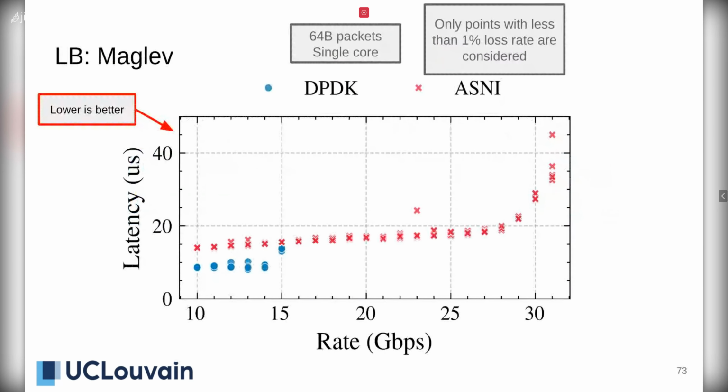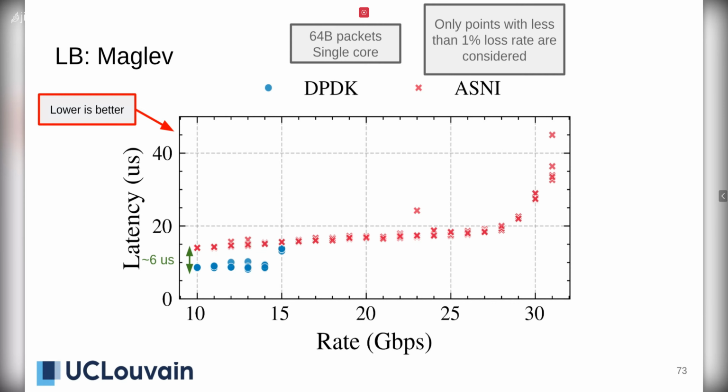And so here's the result for our load balancer. On the y-axis, you have the latency, so lower is better. And on the x-axis, we have some rates. The way we generate this graph is to set increasing rates on the generator. We measure the latency, and then if we have more than 1% loss rates, we remove the points. So that's why there are more red points than blue points, because ASNI managed a higher throughput without packet losses.